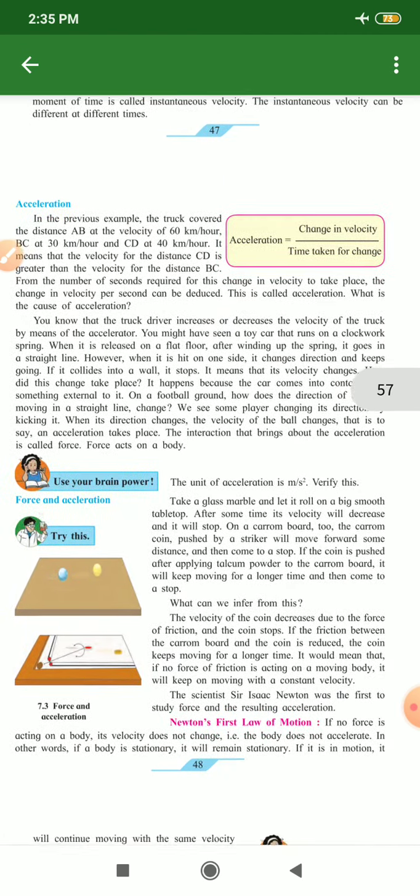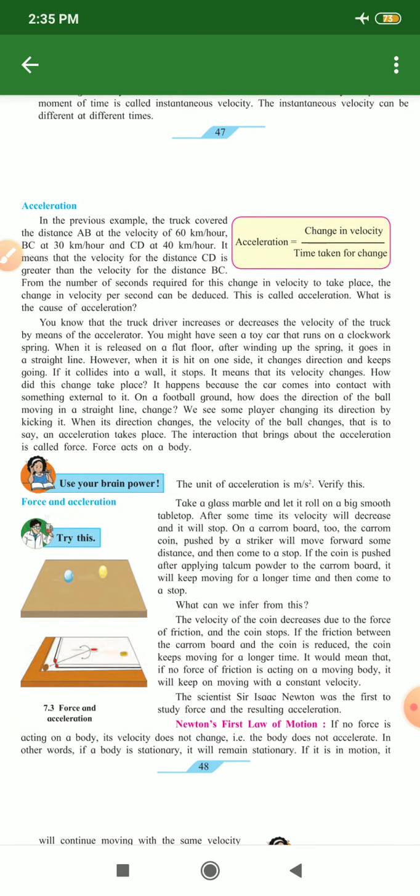Let us learn what is acceleration. Now, in the previous example, the truck covered the distance AB at the velocity of 60 kilometers per hour, BC at 30 kilometers per hour and CD at 40 kilometers per hour. It means that the velocity for the distance CD is greater than the velocity for the distance BC. From the number of seconds required for this change in velocity to take place, the change in velocity per second can be deduced, means calculated. This is called acceleration. So what is the cause of acceleration?